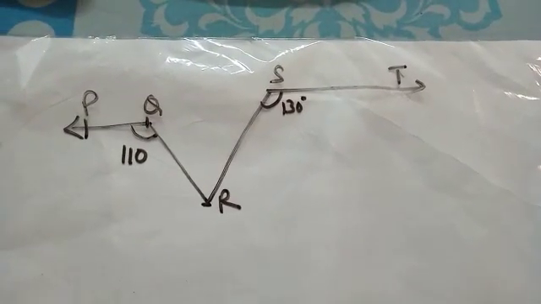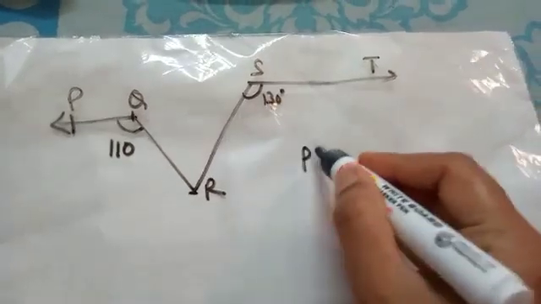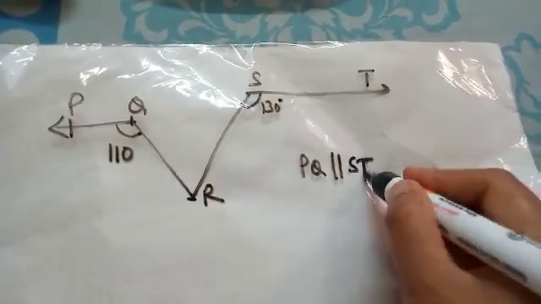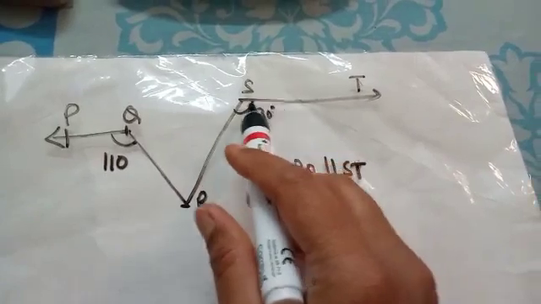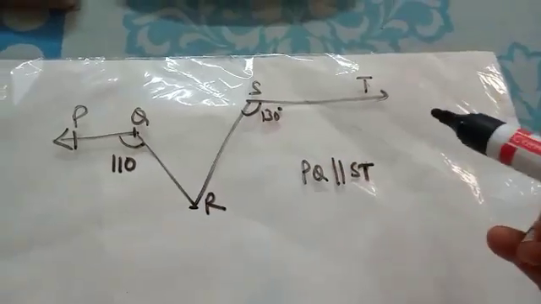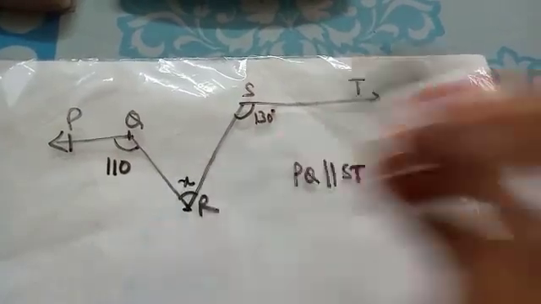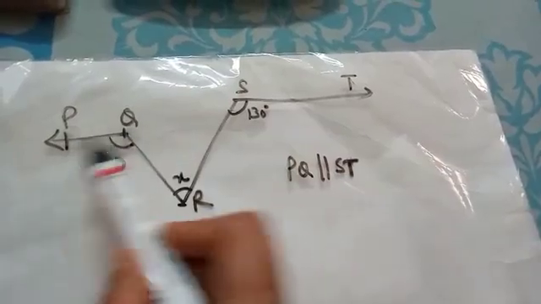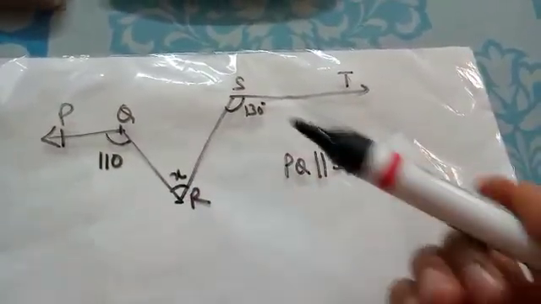Now this is question number 4 of your NCERT. It's given that PQ is parallel to ST and angle Q is equal to 110 and angle RST is equal to 130 degree. You have to find the value of QRS. Now let us suppose we write x here. Now the problem here in this question is there are two parallel lines but there is no common transversal. So I want a common transversal.